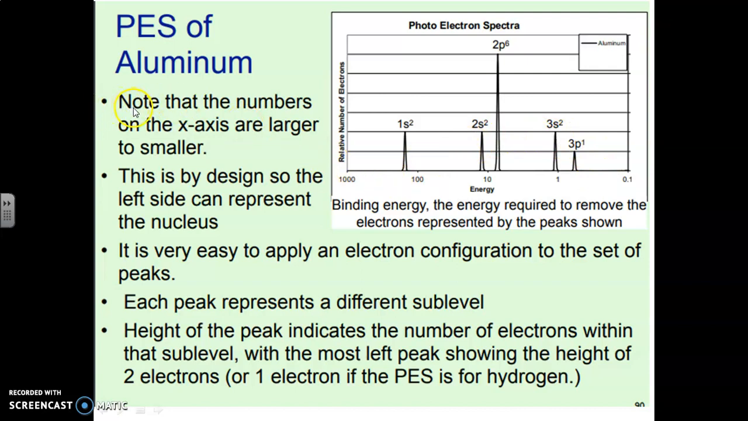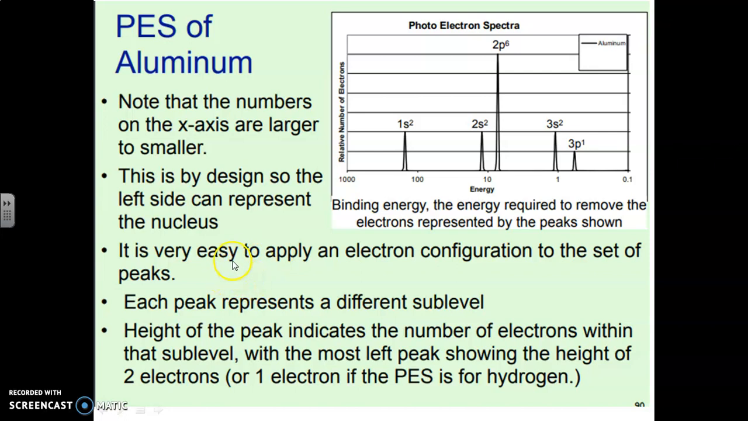So the left side here, he says, can sort of be considered the nucleus, and as you go farther from the y-axis, you go further out into the orbitals. So if you look at this, the peak is the 1s2, this is the 2s2, this is the 2p6, this is the 3s2, and that's the 3p1. And again, it's very easy to follow the order, and they usually ask which element this shows the photoelectron spectra of.